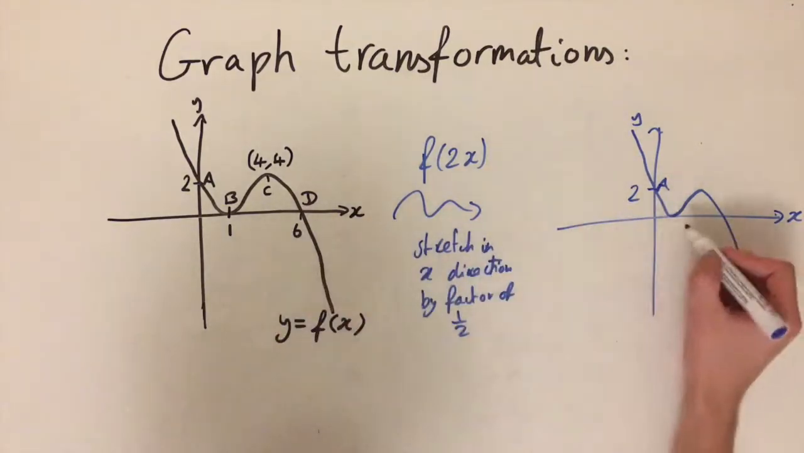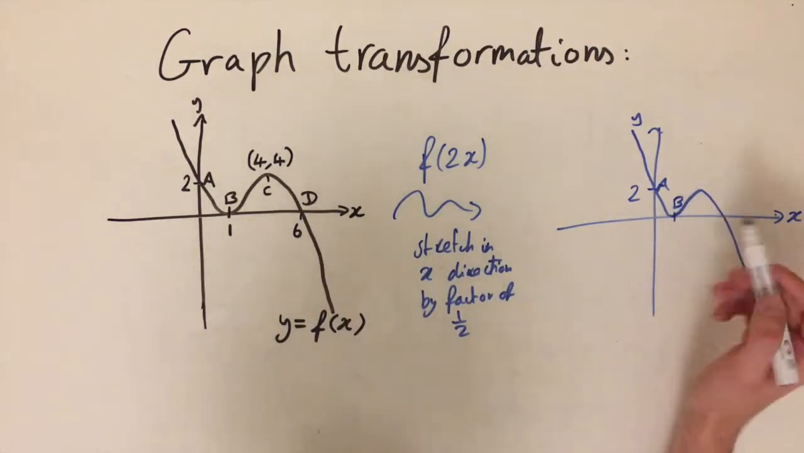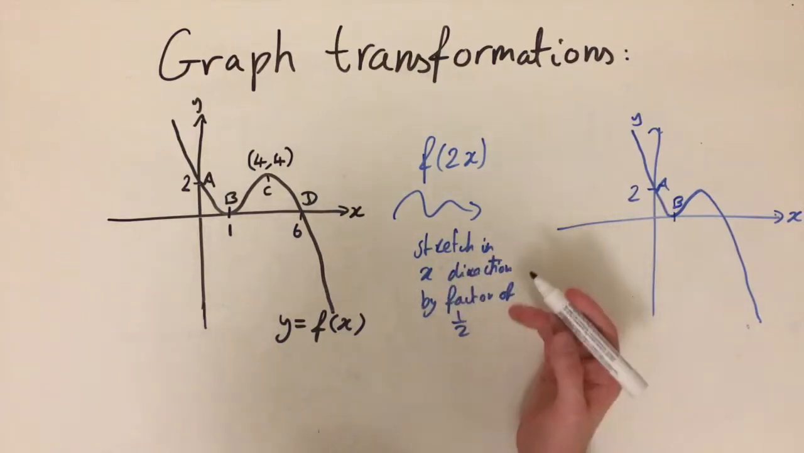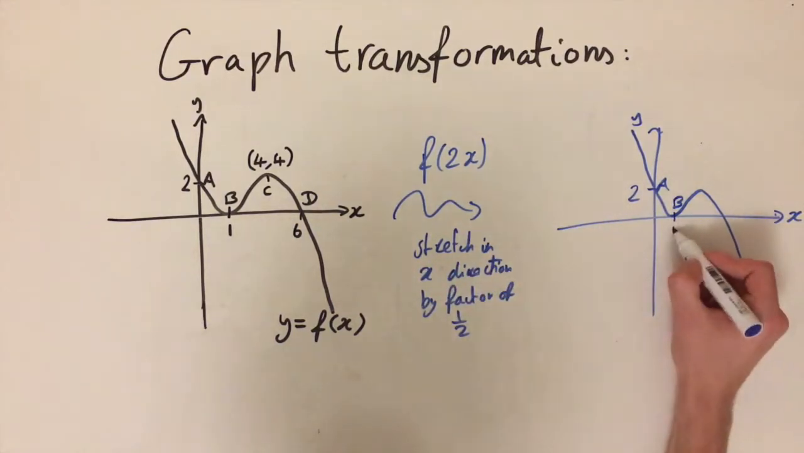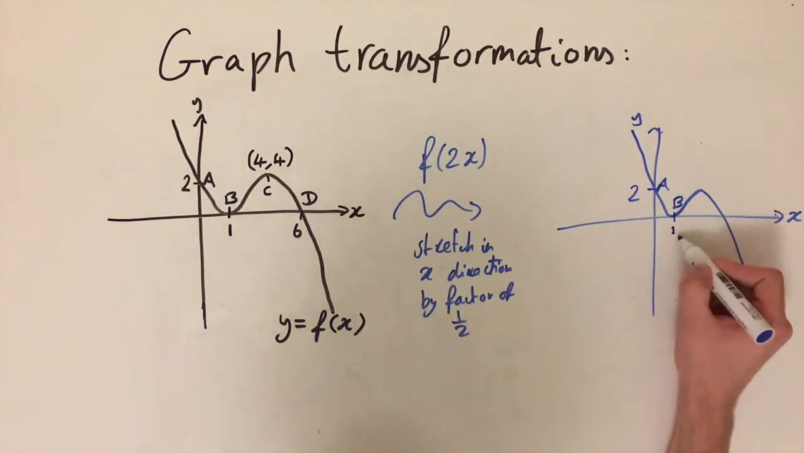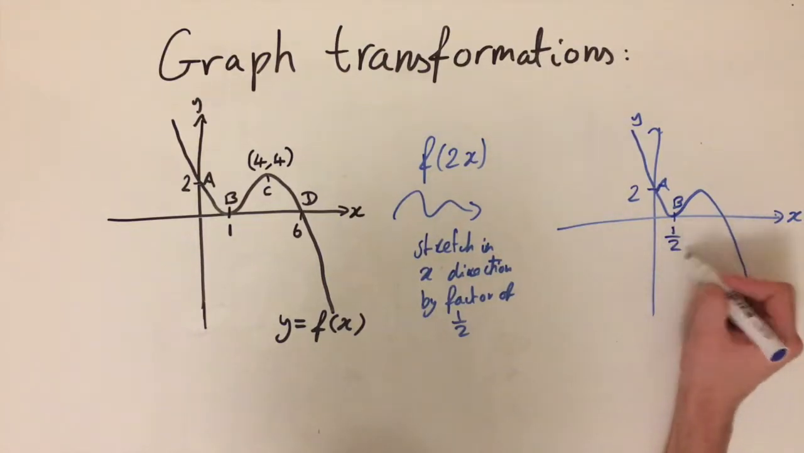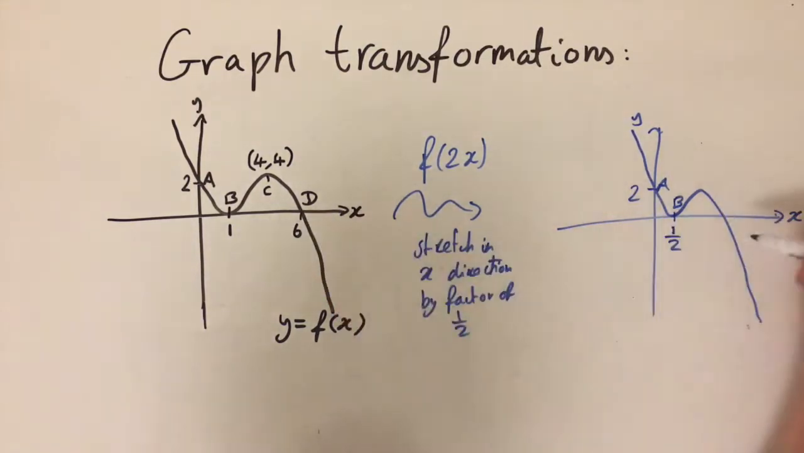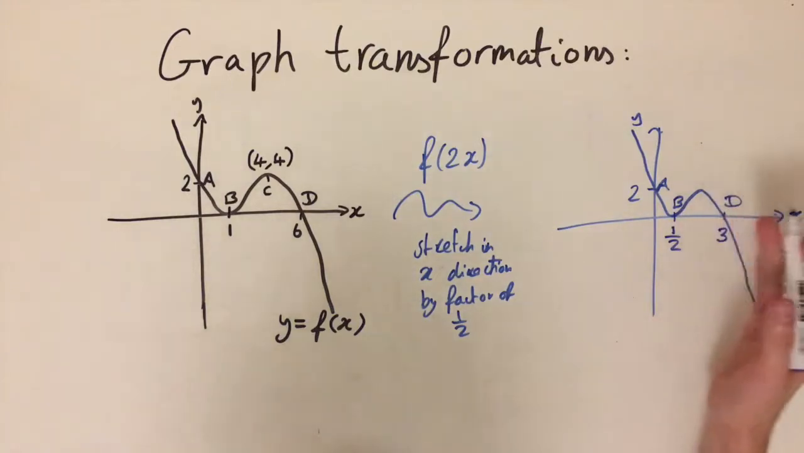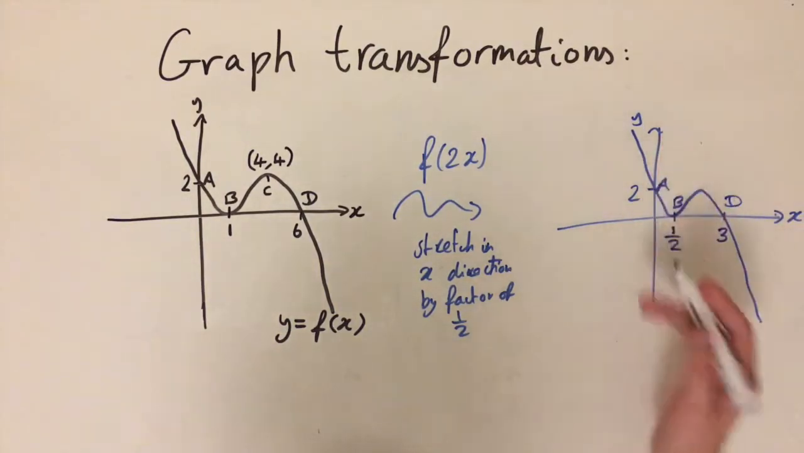And then the first root, this is b. We've squished everything by a factor of a half, a factor of 2, so we are dividing all the x components by 2. So now this becomes a half. And similarly for d, the second root, we are dividing everything by 2, so this becomes 3. So you can see that we've squished everything closer to the y-axis.